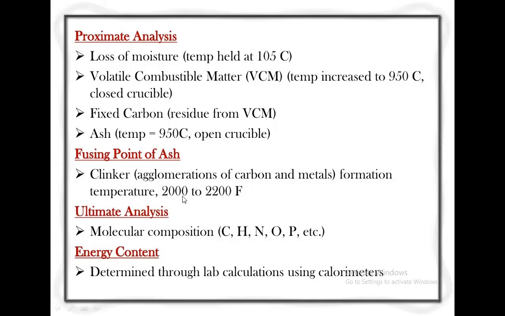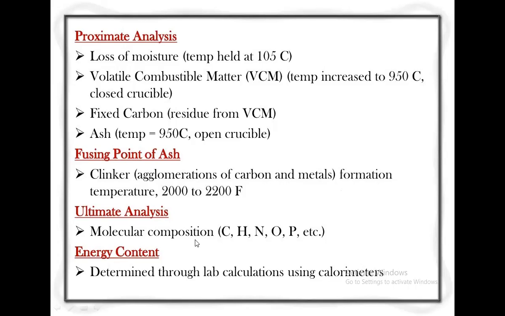Fusing point of ash is given as clinker. Agglomeration of carbon and metals. Clinker means the collection of carbon and metals. Clinker forms at a temperature of 2000 to 2200 degrees Fahrenheit. That is the fusing point of ash. Then ultimate analysis is done, and the molecular composition is determined: C, H, N, O, P, etc.